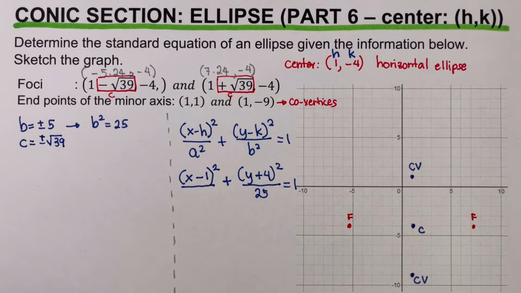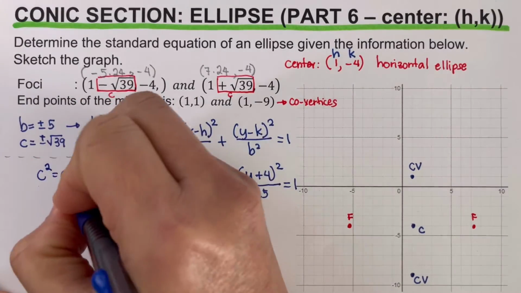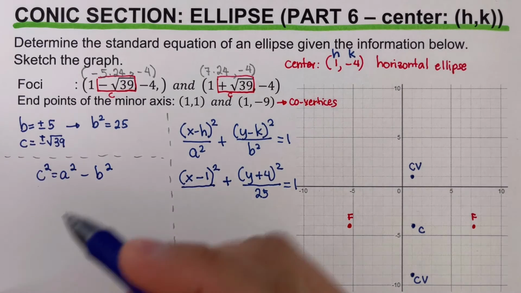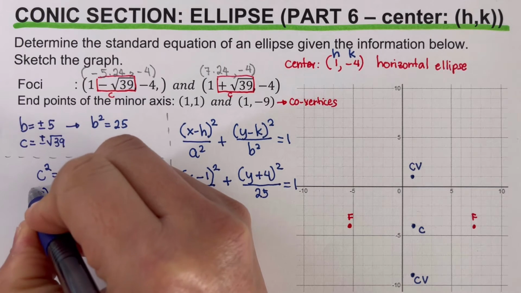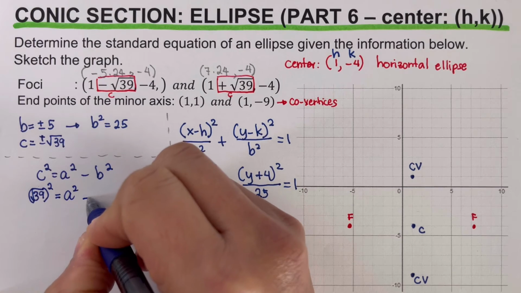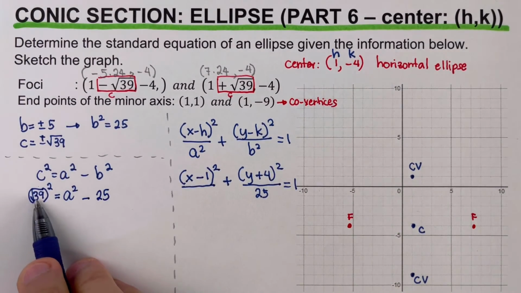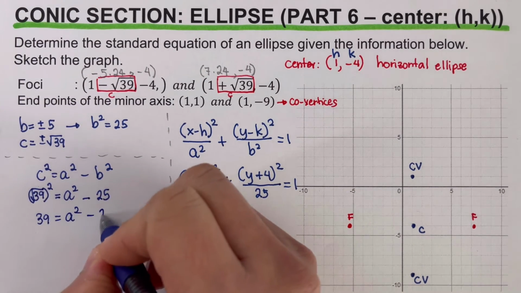We can actually solve for the a using the equation c squared equals a squared minus b squared. So I'm going to go ahead and write that equation up here. So we're going to plug the values in. We are given the c value, square root of 39. So I write that down here. So square root of 39 squared equals our a squared, which is missing, minus our b squared, which is 25. Square root of 39 squared is just 39, and that is equal to a squared minus 25.